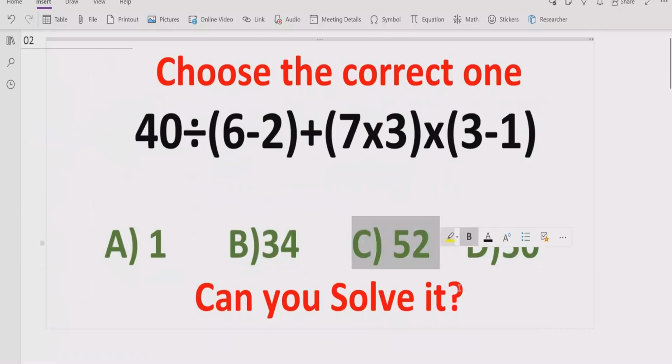So I hope you understand how you can solve this expression using the PEMDAS and BODMAS method and find the correct result. So that's it for today.